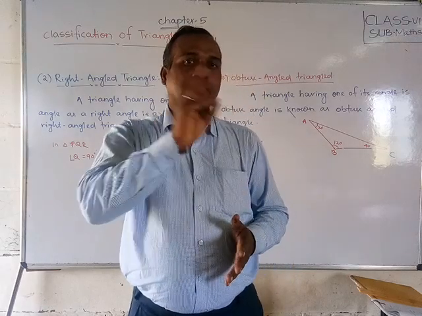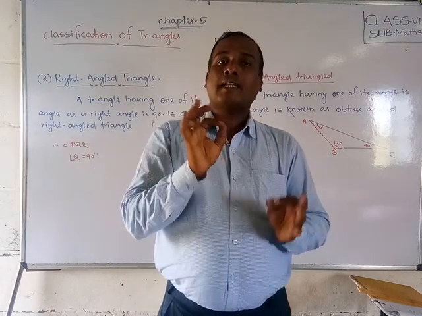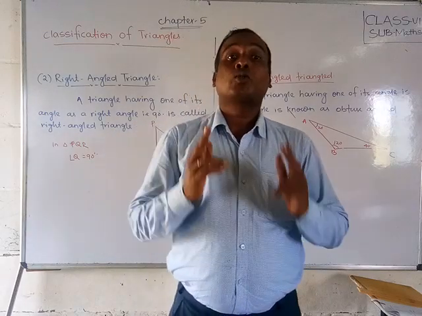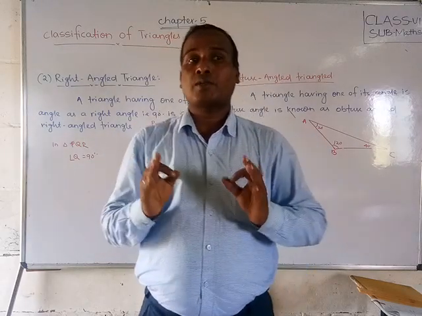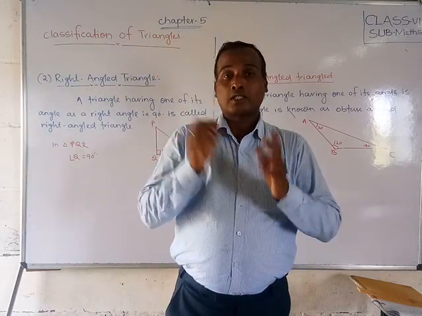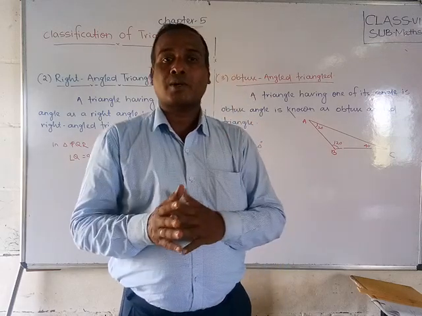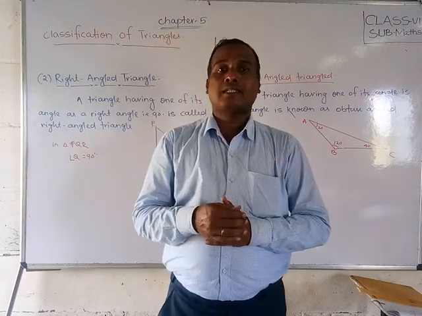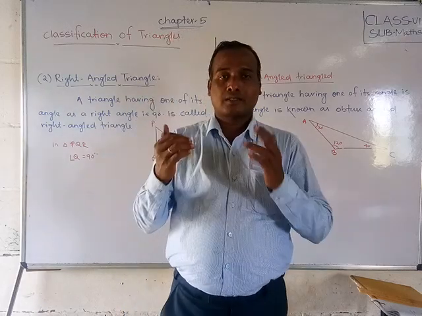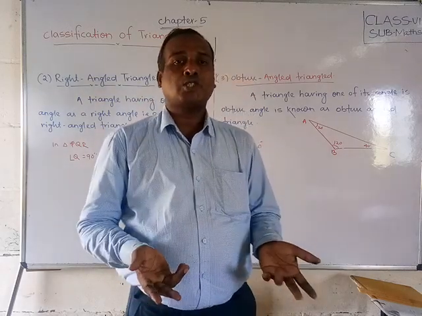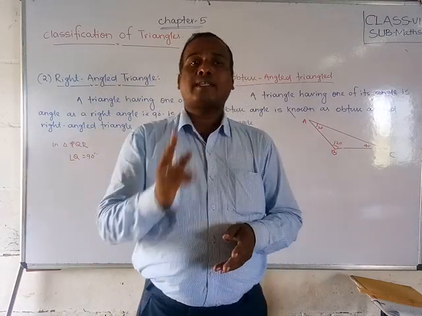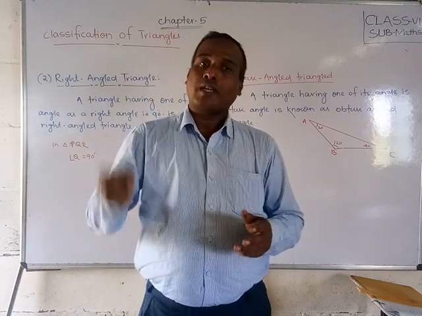A triangle has three angles, and one of the angles is 90 degrees. Only one angle, because two 90-degree angles are not possible. Two right angles are not possible in a triangle, because according to the angle sum property, the sum of the three angles is 180 degrees. If two angles are 90 degrees, the remaining one will become 0, and a 0 angle is not possible. So two right angles are not possible in a triangle.